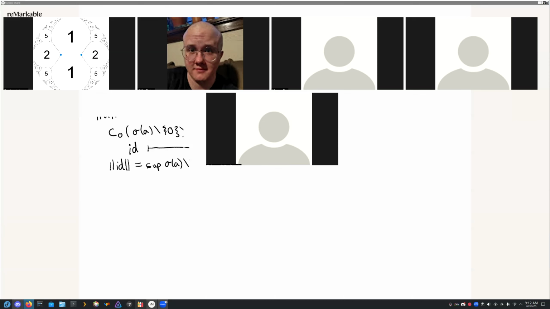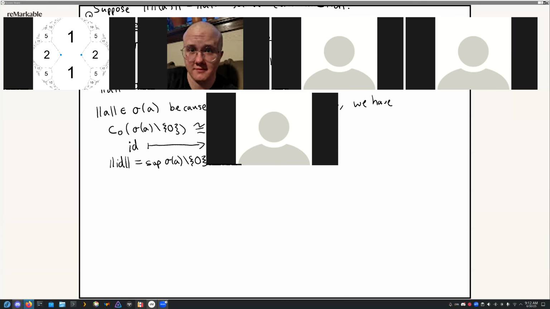So in particular, if the norm of A wasn't in the spectrum of pi of A, then the spectrum of pi of A, since it's compact, would have to be contained in a smaller closed interval. But we know that can't be the case, because then the norm of the image under this map would be smaller than the norm of A. Okay, so we have an element of the spectrum of A which does not belong to the spectrum of pi of A.